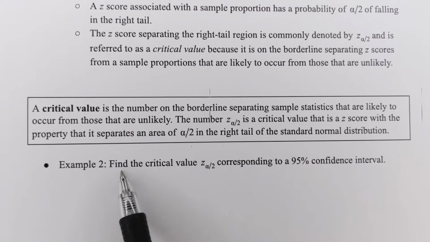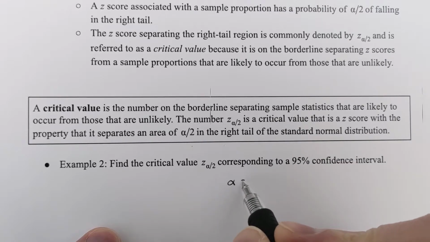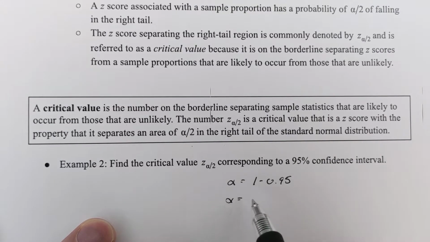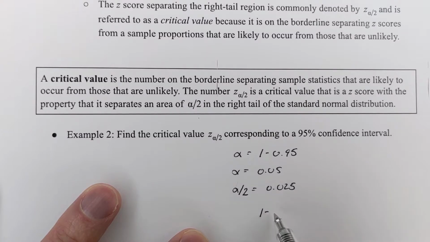Okay, so example 2: find the critical value z alpha over 2 that corresponds to a 95% confidence interval. For this problem, our alpha is 1 minus that, so our alpha value is 0.05, which means alpha over 2 is 0.025. So we need a z-score that has 0.025 above it, which means on our table, since we always have less-thans, we're looking for the z-score that corresponds to 1 minus that, or 0.975.